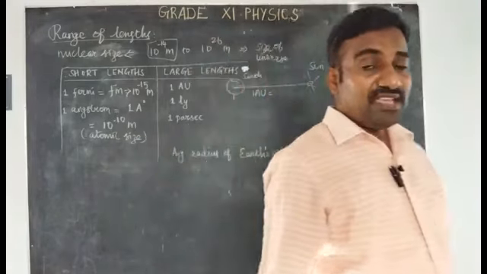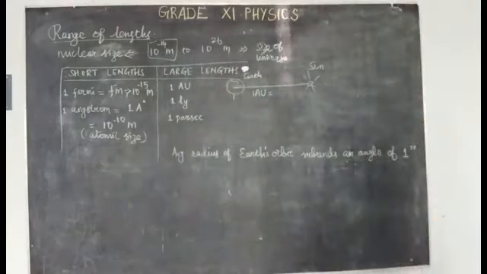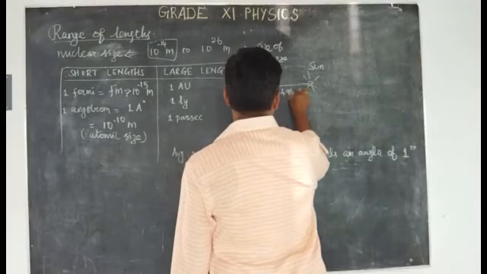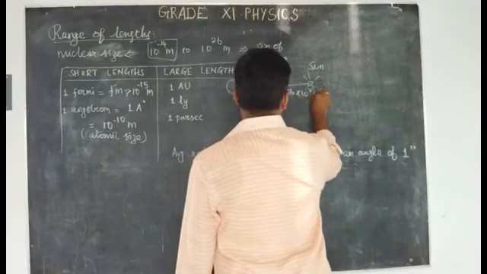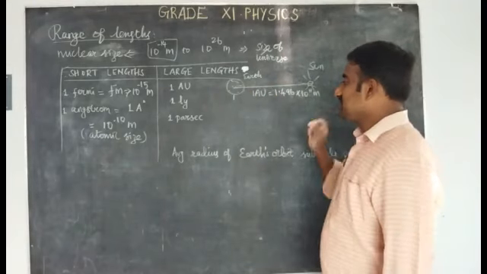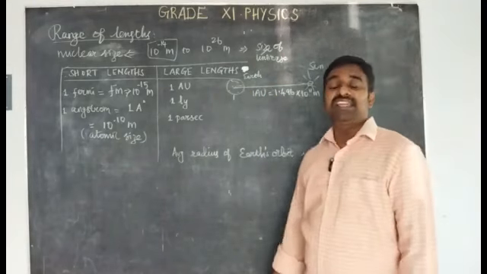The value has already been measured by scientists and is given. It is 1.496 into 10 to the power 11 meter. It is the average mean distance between the center of Earth and the center of the Sun. The next one is the light year.